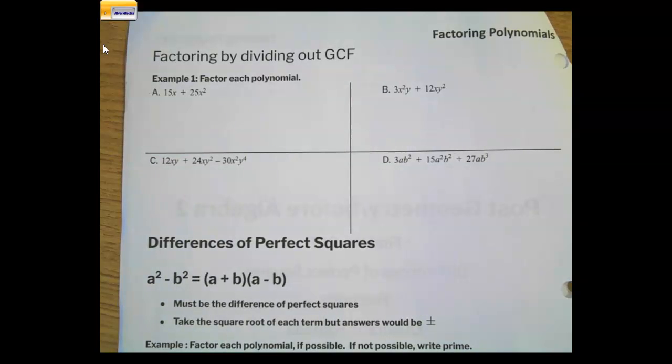Okay, so we need to teach you or remind you how to do quadratics before next year, because you're going to be quadratic crazy next year. First of all, they talk about finding the greatest common factor.